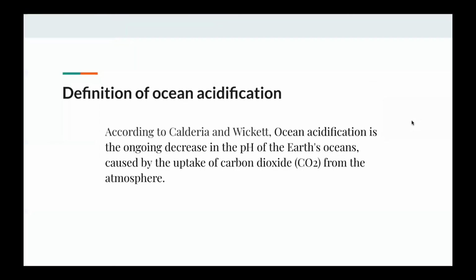All right. So the definition of ocean acidification. According to Caldeira and Wickett, ocean acidification is the ongoing decrease in the pH of the Earth's ocean, caused by the uptake of carbon dioxide, also known as CO2, from the atmosphere. But let's find out what more of this means.